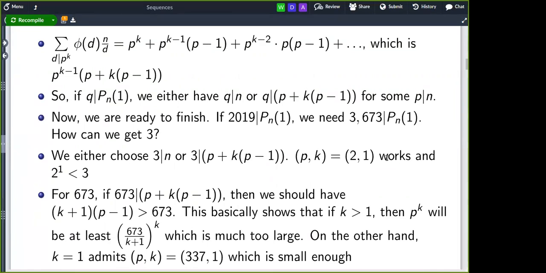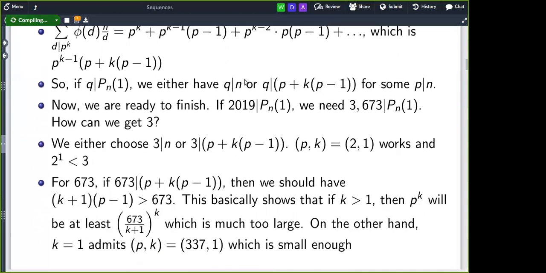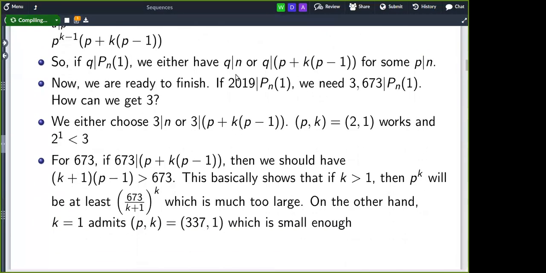And in this case, if k equals 1, p equals 337, which is indeed less than 673. So that means if n is divisible by 337 to the 1, then Pn of 1 is going to be divisible by 673 by our formula. And hence, since it's multiplicative, our final answer is just 2 times 337, which is 674.